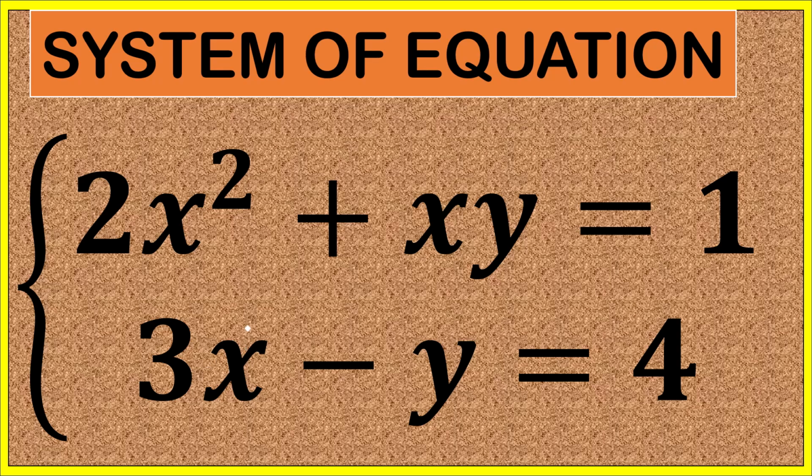All right, let's solve this system of equations together. We are given 2x squared plus xy equals 1, and we have 3x minus y equals 4.